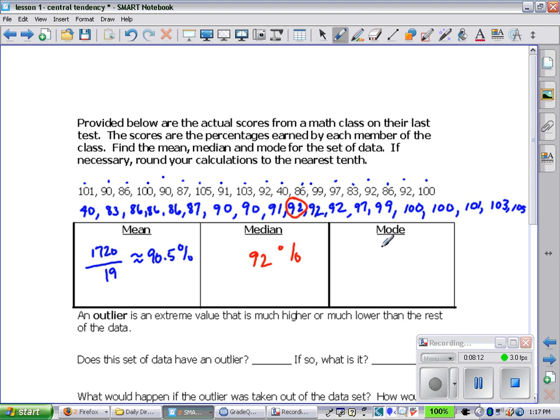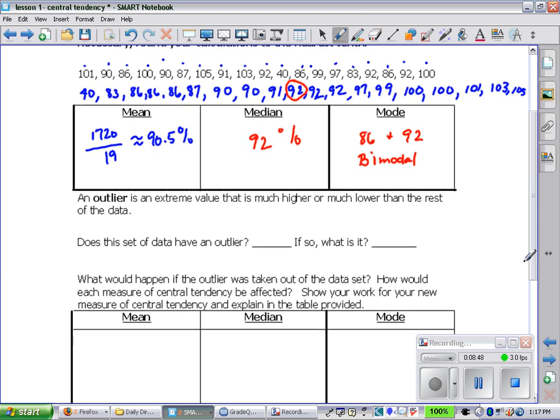Okay, mode. Remember, that is the most frequent number. There were a couple of numbers that were listed more than once. I know 86 was listed 3 times, 90 was 2, 92 was 3 times, and 100 was 2. So our top two were the 86 and 92 because they were each listed 3 times apiece. That's the highest number of times they were listed. So this has two modes, and since it has two modes, it's called bimodal, just like a bicycle has two wheels.